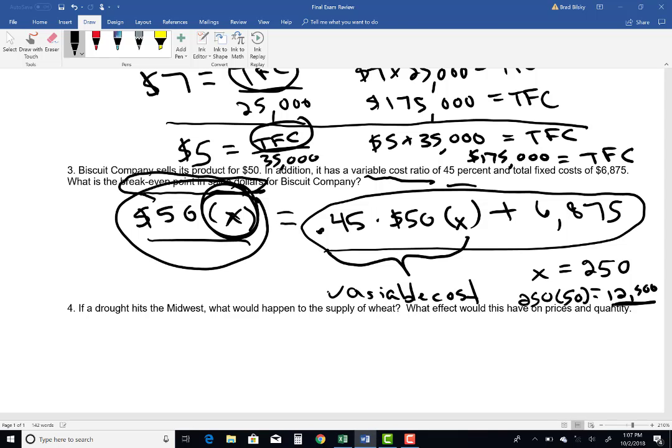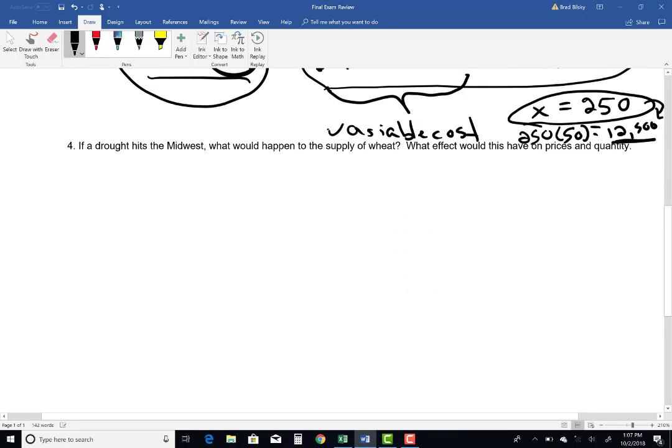You want to set up that equation, you want to set up the two sides equal to each other and find the unknown variable. And of course, in this particular problem, we had a little extra step. We had to go from units to total sales dollars.